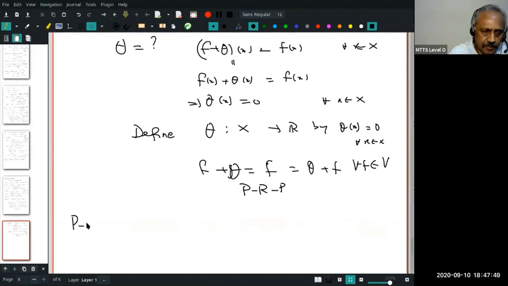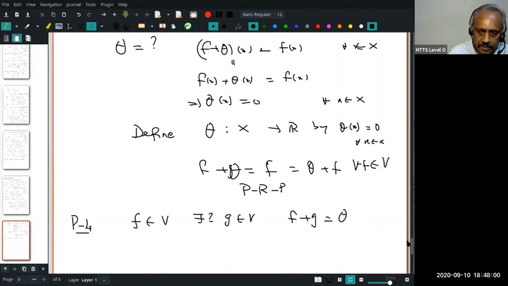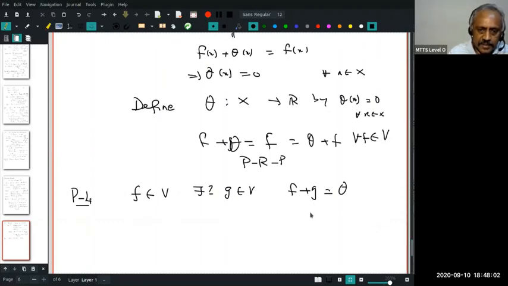Now let's look at P4. It says give me any f in V. I want to know that there is a g in V so that f plus g equals theta. So I have to find out what is g. Now let's look at when are these two functions equal?